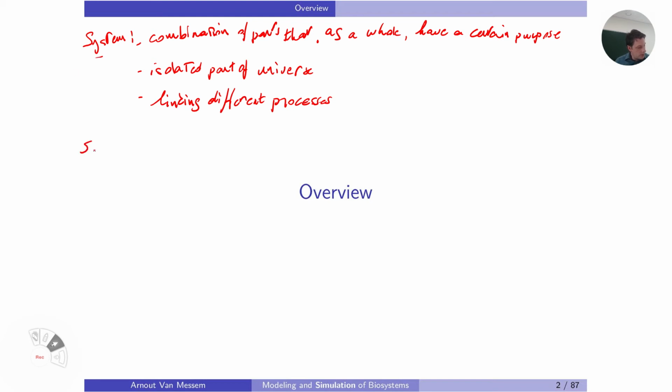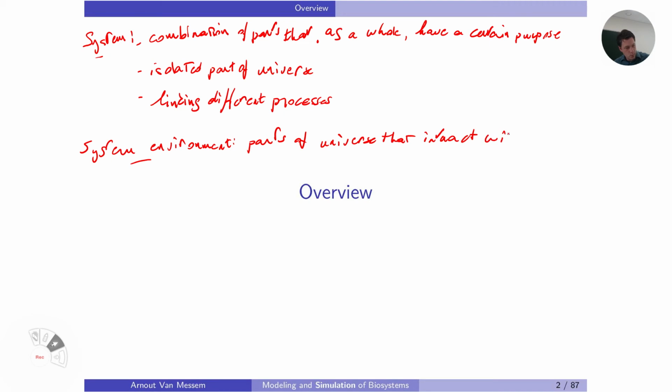Next to the system, you also have the system environment, which basically are all the parts of the universe which interact with the system. So it's everything in the universe that has a certain interaction with the system and which just might influence the system as well. And then between system and system environment, there is a system boundary.